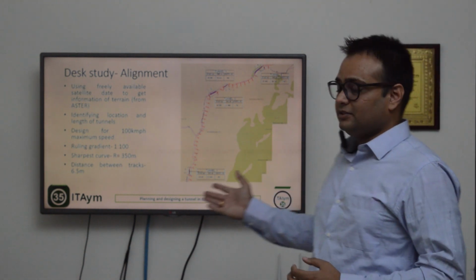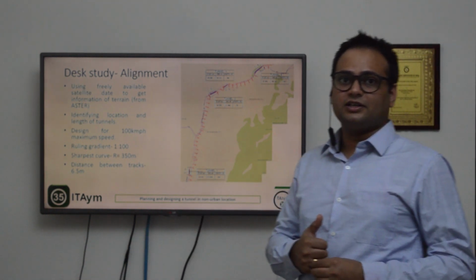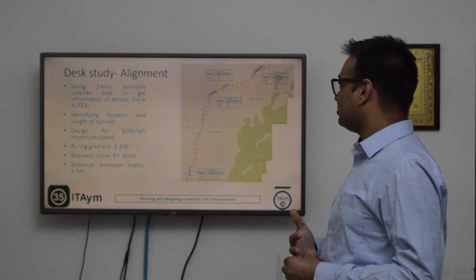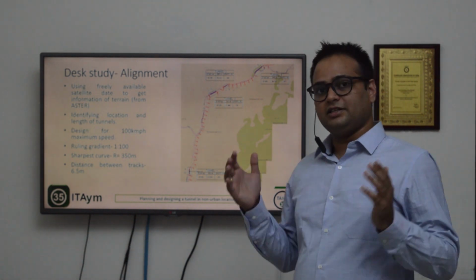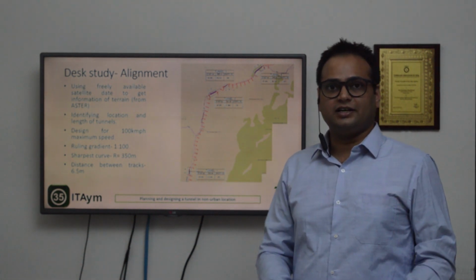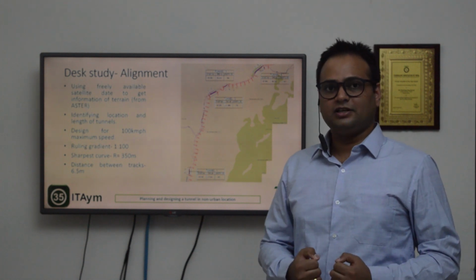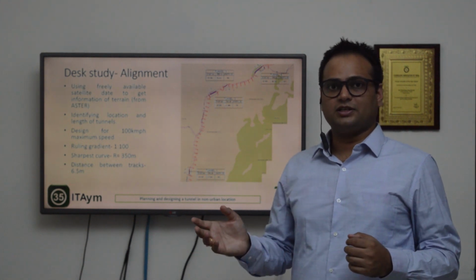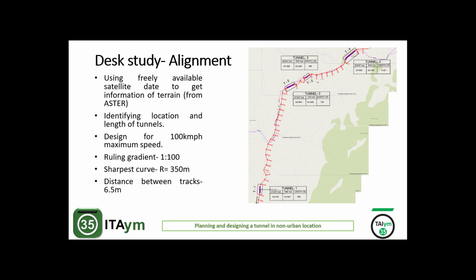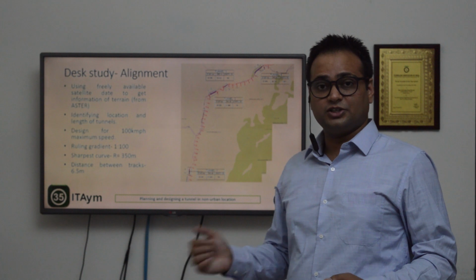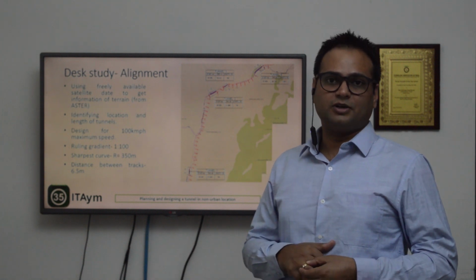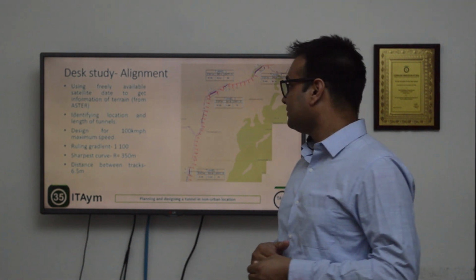The alignment was studied, and the desk study was also done, where freely available satellite data was collected from the internet, and the alignment was drawn with a few alignment considerations: a maximum speed of 100 kilometers per hour for the train, a ruling gradient of 1 in 100, and a maximum curve of 5 degrees to make that possible.